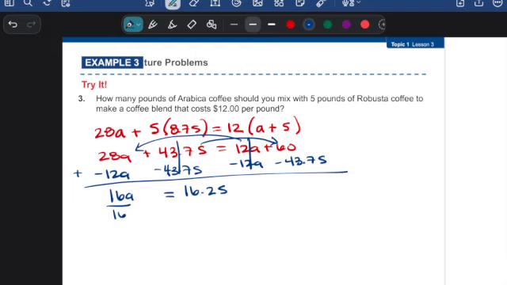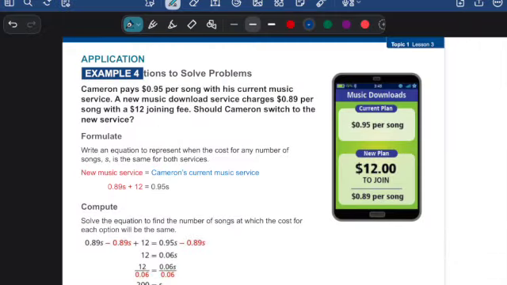Divide by the coefficient on both sides. A equals 1.016. I think we have more decimals, but I'll round to the thousands place. 1.016 pounds of Arabica, so not very much. We could double check by plugging that into our equation and seeing if both sides equal the same value, which they do. All right, another application problem.